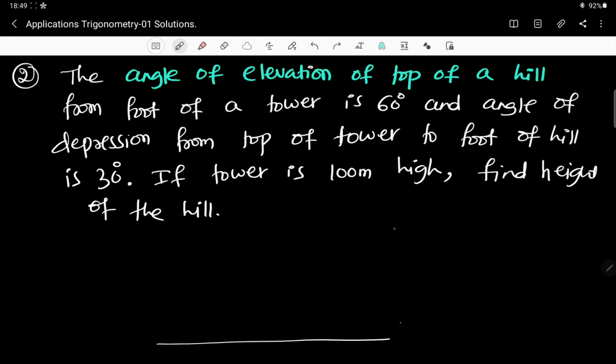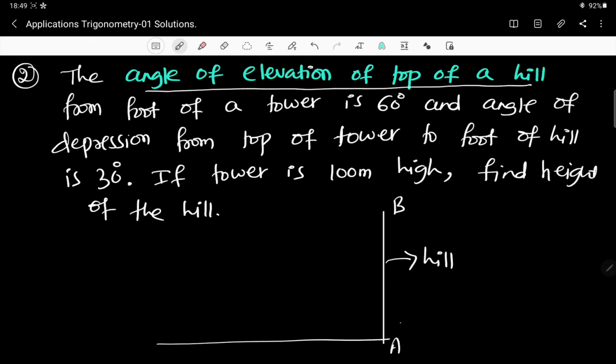All right, so you can draw these straight lines and all. So here is the hill. Let me take this as the hill. So this is AB. AB is the hill. All right, the angle of elevation of top of a hill from foot of a tower is 60 degree. I mean, there is a tower like this.